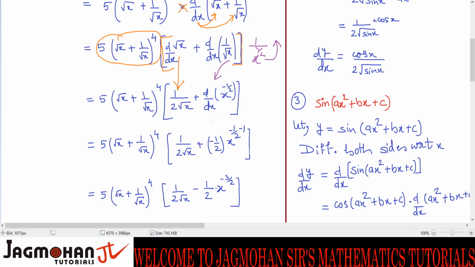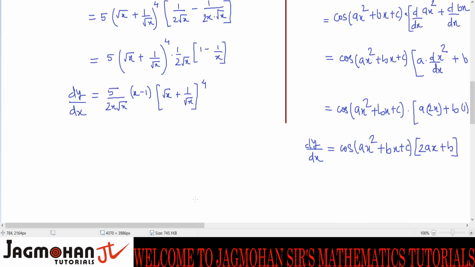And then what you have? You will have x raised to n, so it is n into x raised to n minus 1, and then you get x raised to minus 3 by 2, and so 1 upon 2 root x. The outside thing remains as it is, 1 upon 2 root x. This is the derivative, and here you get minus half minus 1 is minus 3 by 2.